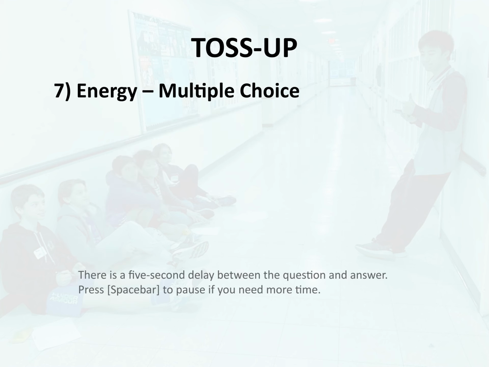Toss-up 7. Energy, multiple choice. Which of the following processes is not used to produce hydrogen gas fuel? W. Gasification. X. Electrolysis. Y. Dry milling. Z. Fermentation.